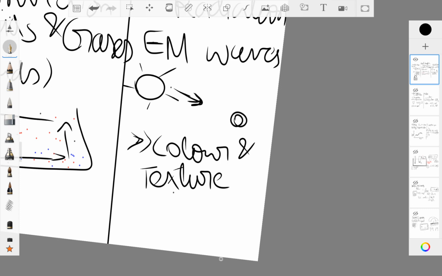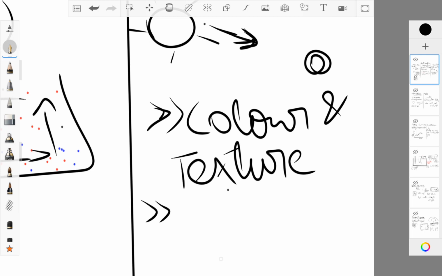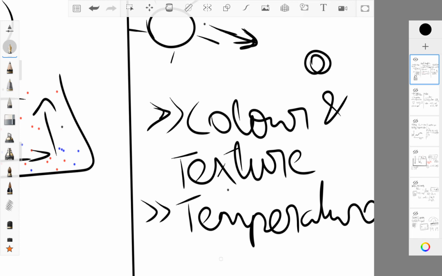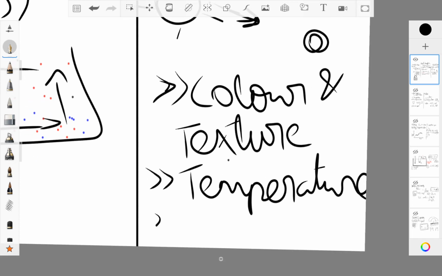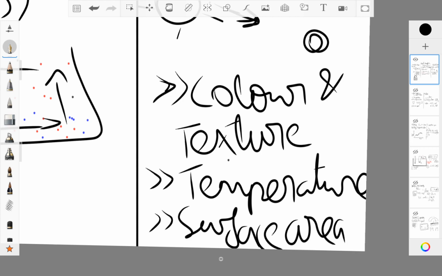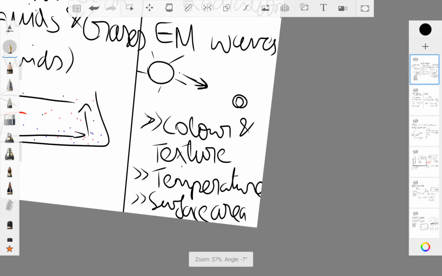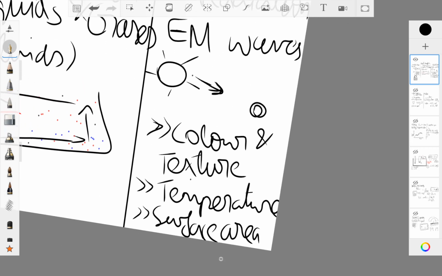The second factor that you need to consider is temperature, which has a positive correlation with the rate of radiation. I think that's self-explanatory. And the third factor is surface area, which also has a positive relationship with the rate of radiation. These three factors are very important for you to know, because there are a lot of questions in paper 2 on these, and hence you should know them.